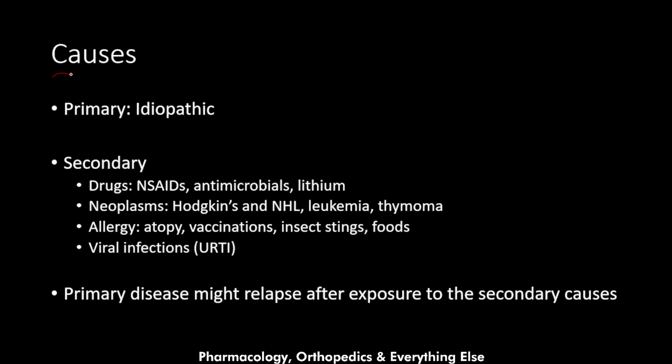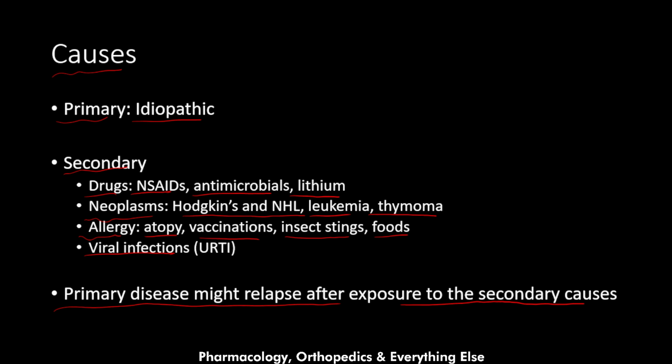Now let's talk about the causes of the minimal change disease. We have primary and secondary types of the MCD. The primary is idiopathic, and the secondary is secondary to drugs like NSAIDs, antimicrobials, and lithium, or neoplasms like Hodgkin's and non-Hodgkin's lymphomas, leukemias, and thymoma, or secondary to allergy like atopy, vaccinations, insect stings, and foods, or secondary to viral infections like upper respiratory tract infections. The primary disease might relapse after exposure to one of the secondary causes.